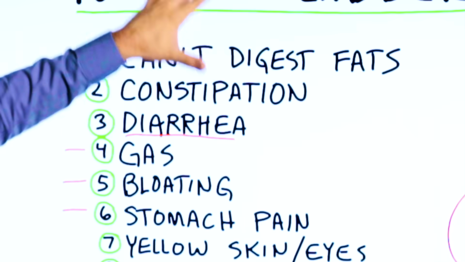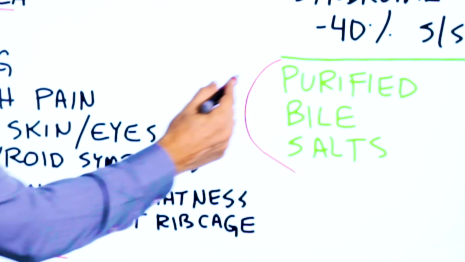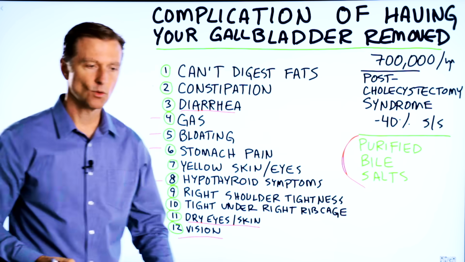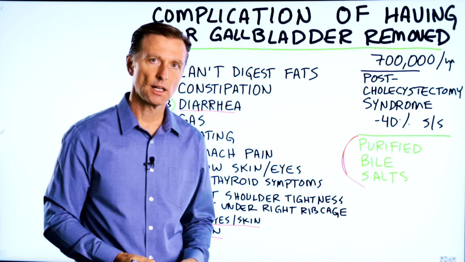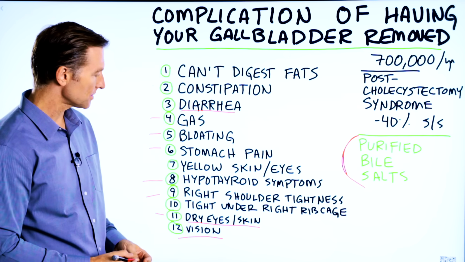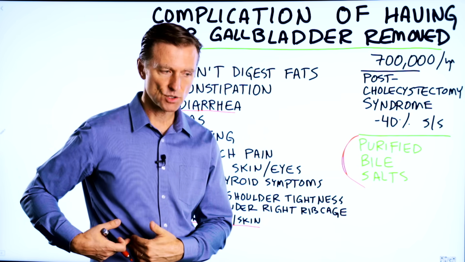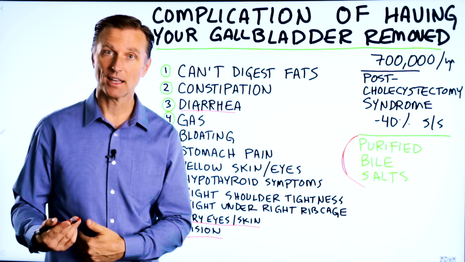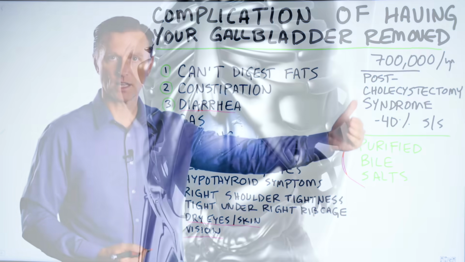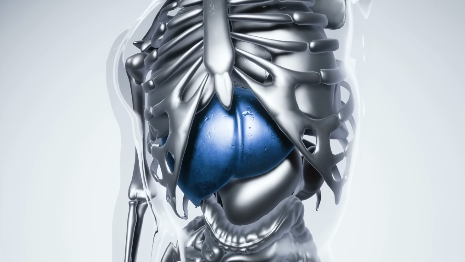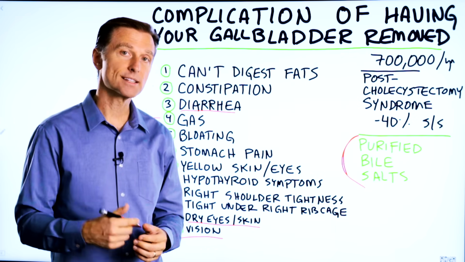So for all of these complications, purified bile salts, you can take 1 or 2 after a meal. If you want to see some quick results, sometimes if you have like right shoulder pain or tightness underneath the right rib cage, you can take 1 on an empty stomach and take another 1 on an empty stomach later in the day. And that will give your liver a chance to drain properly and get rid of that sensation.